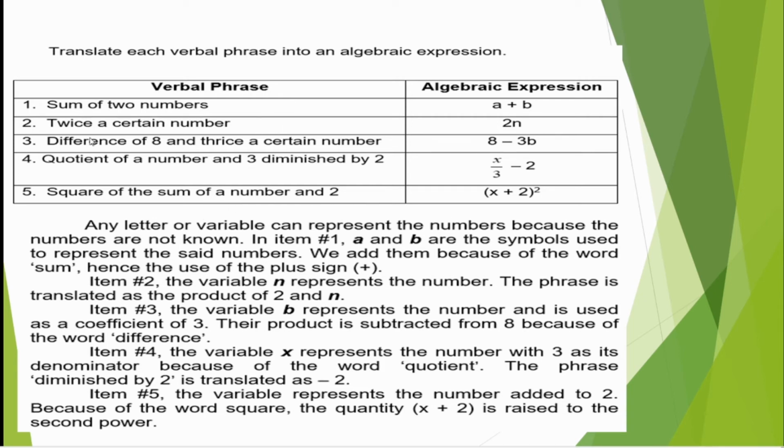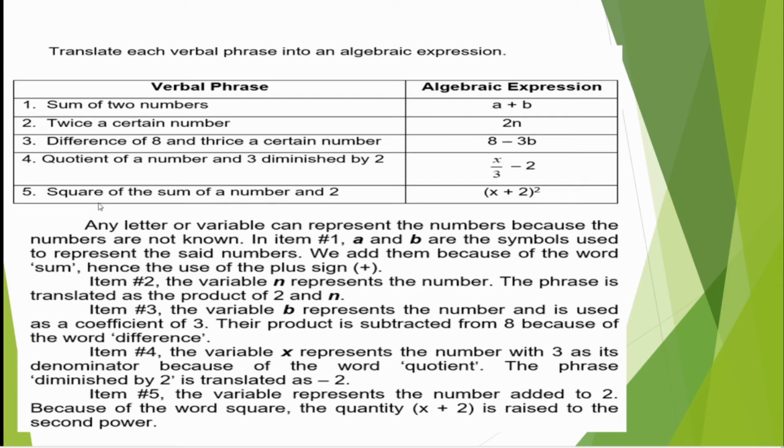The other one, which is number 2, is twice a certain number. So in item number 2, the variable n represents the number, and the phrase is translated as the product of 2 and n. For number 3, we have the difference of 8 and twice a certain number. So in item number 3, the variable b represents the number and is used as coefficient of 3. Their product is subtracted from 8 because of the word difference. So we're going to have 8 minus 3b.